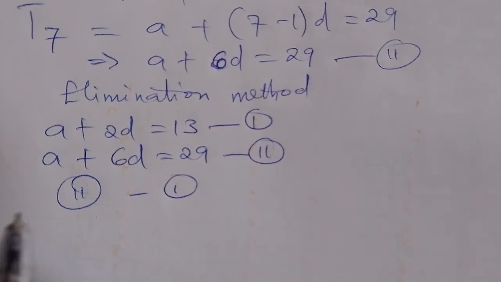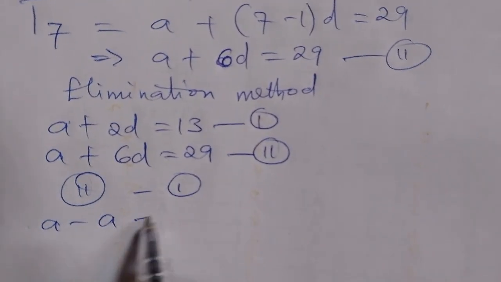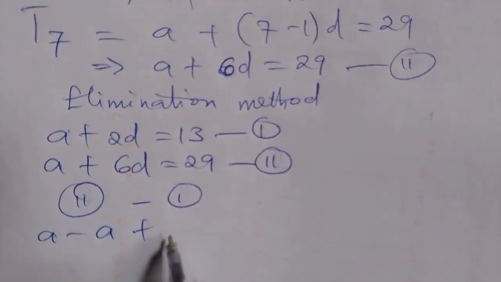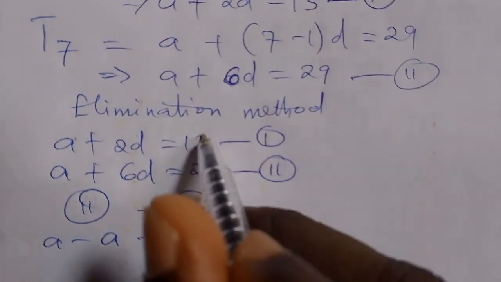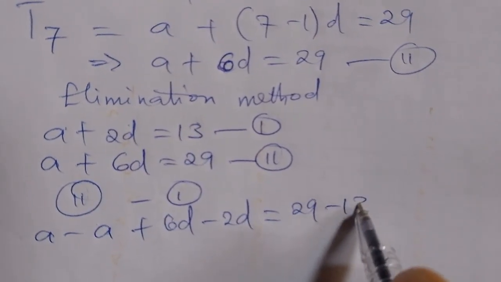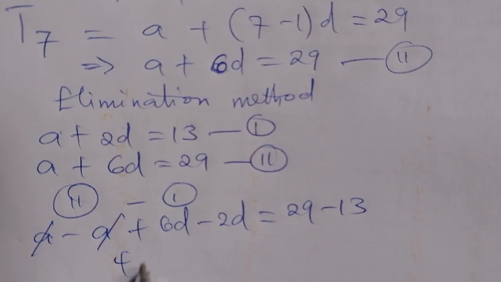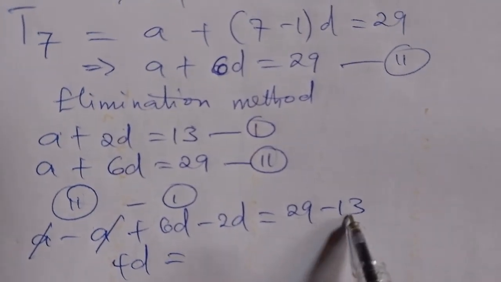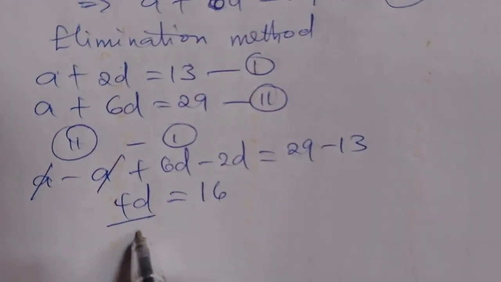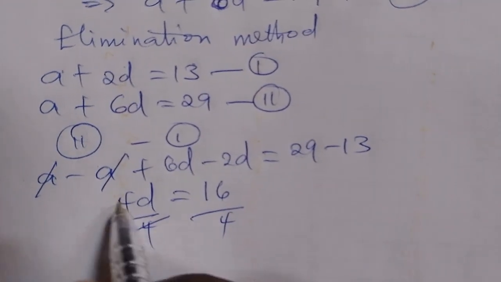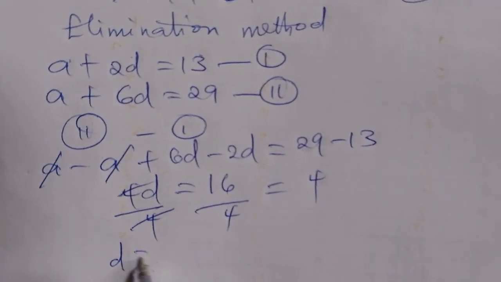So what I'm going to have now is quite simple. I'm going to say a minus a plus 6d minus 2d equals 29 minus 13. We cancel the a's, so 6d minus 2d is 4d, and 29 minus 13 is 16. So I will divide both sides by 4. We cancel this, and my common difference is 4. Yes, my common difference d is going to be 4.